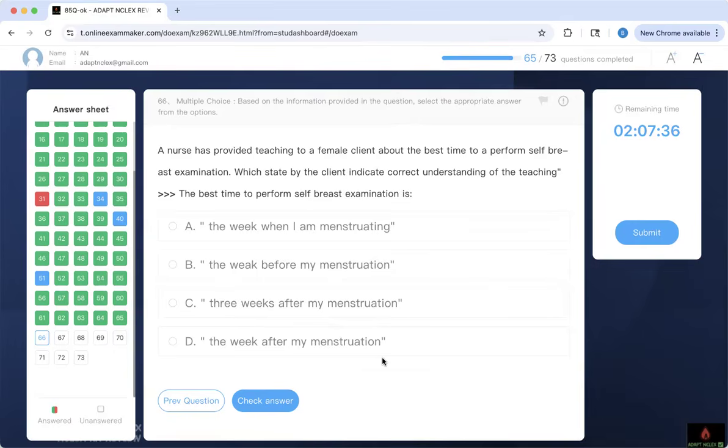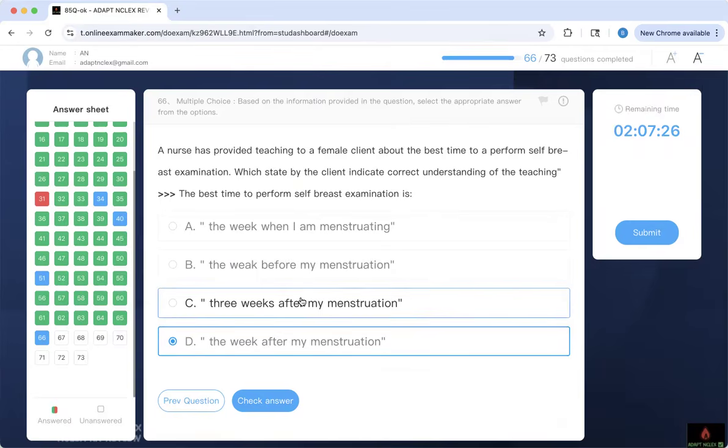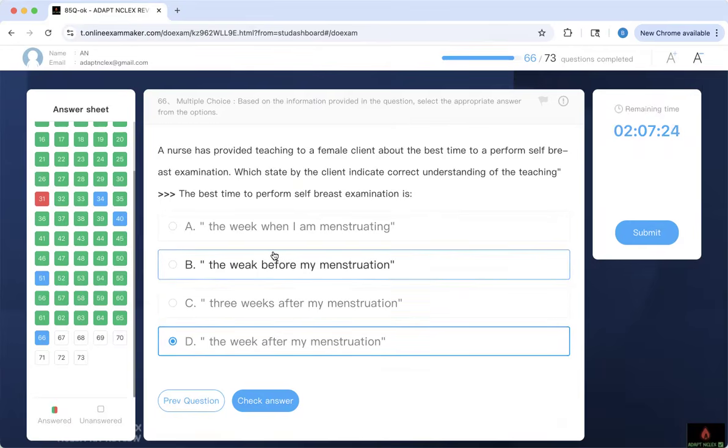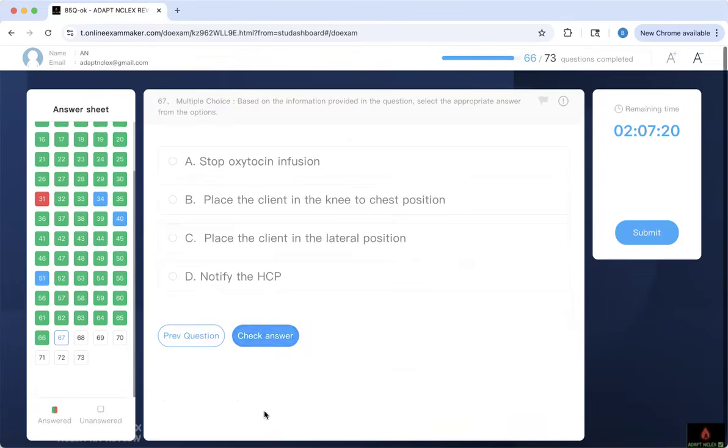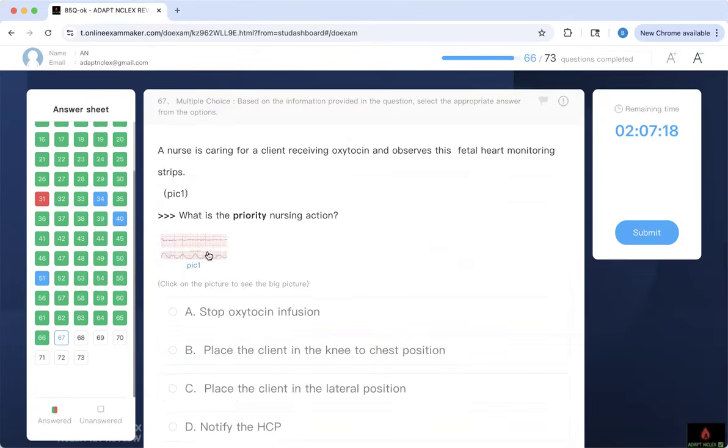If you do it before your menses, your breast is going to be tender. It's going to be what? Cystic in nature. It's not good. It's after your menses. Not 3 weeks, it's too late. Not the week before, your breast will be bumpy. After your menses, it's going to get softer. The hormones are low.